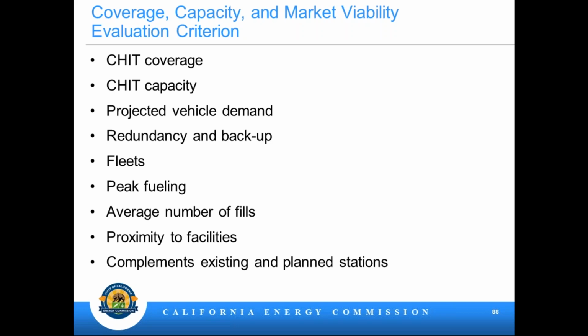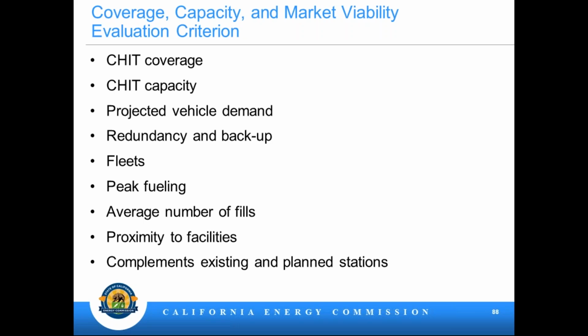So under coverage, capacity, and market viability specifically, and I should say this was for the main station competition. There was also an I-5 competition, but here I'm focusing on the main station evaluation criterion, and there was a slight difference in the coverage, capacity, and market viability section in particular. Looking at the main station competition, there were 9 bullet points under this criterion. 2 of them are related to CHIT, and the 7 others were not.